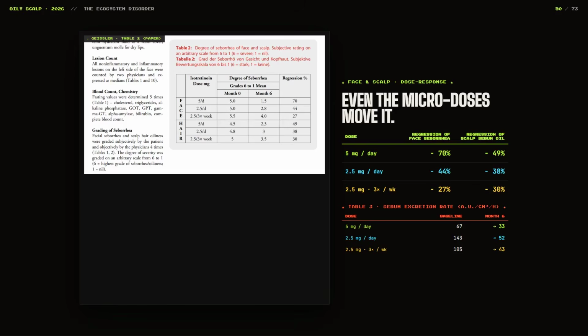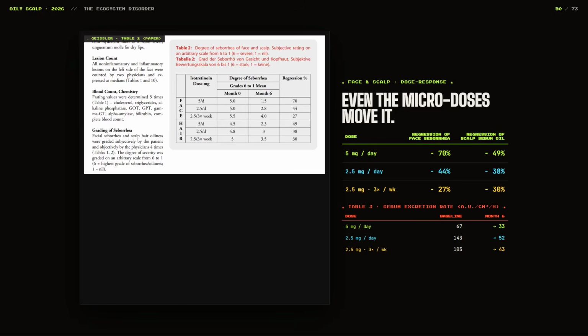2.5 milligram 3 times a week. For that particular group, it showed smaller effects with about 27% facial seborrhea regression and about 30% regression of the excessive scalp oil. This is important because it suggests that there's a sort of dose-responsive pattern here, even inside the microdosed range of isotretinoin.